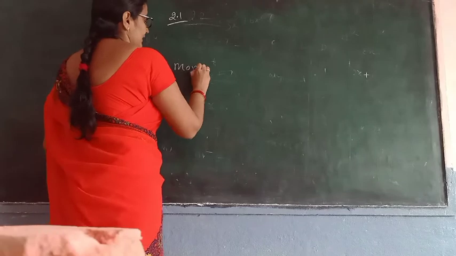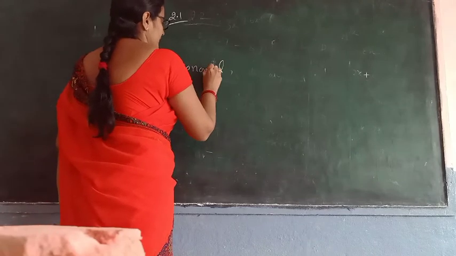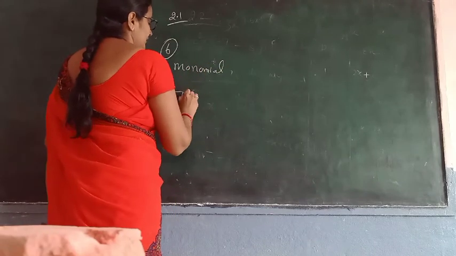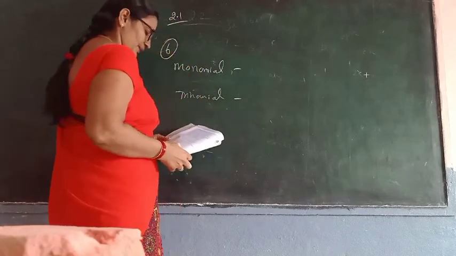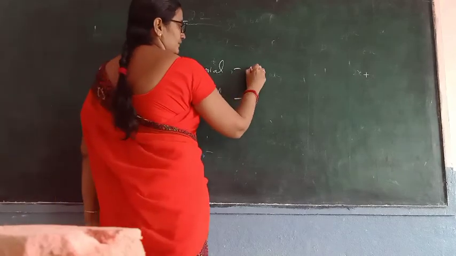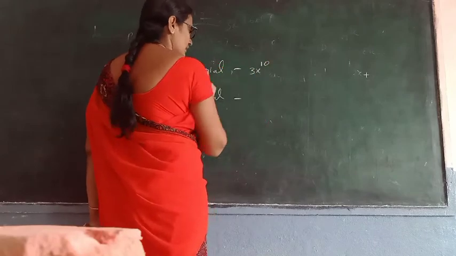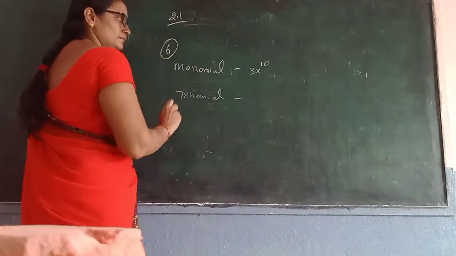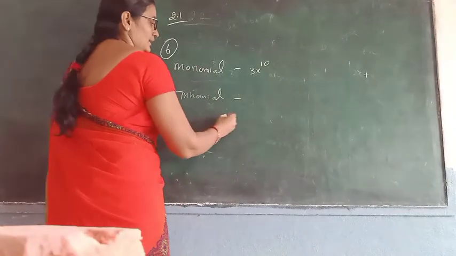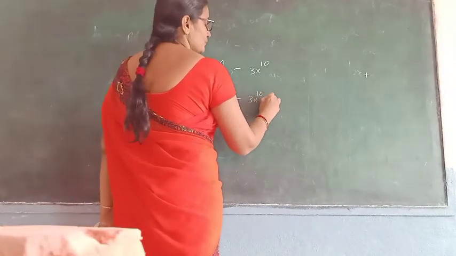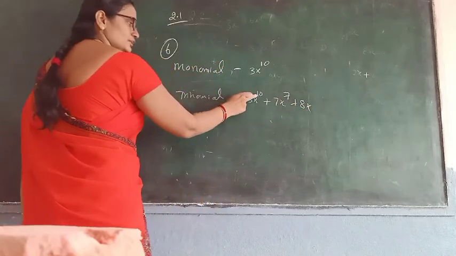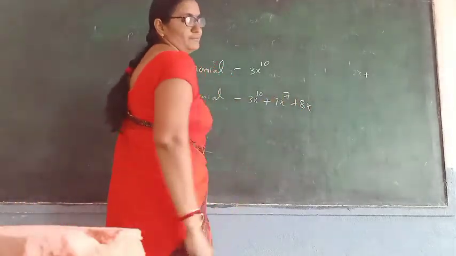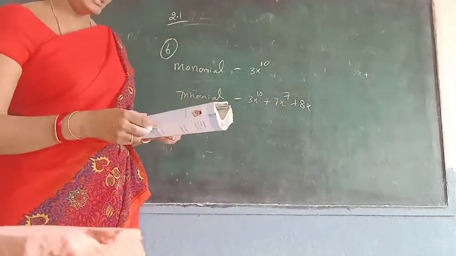Next, sixth problem, which is give an example of binomial and trinomial of degree 10. Monomial ki trinomial ki. And trinomial kuda mandi prema antuna degree ento undalantadu, 10 undalantadu. Monomial means 3x to the power of 10. Oka term maatrame undali kabatti. But degree anedi 10 undali. Trinomial isthunnam 3x to the power of 10, 7x to the power of 7 plus 8x. But degree antunde 10 undi, 3 terms undali. Okay na? So that is example.